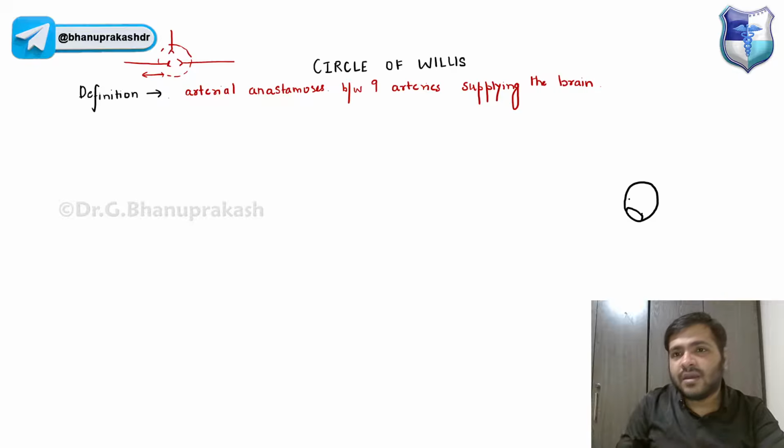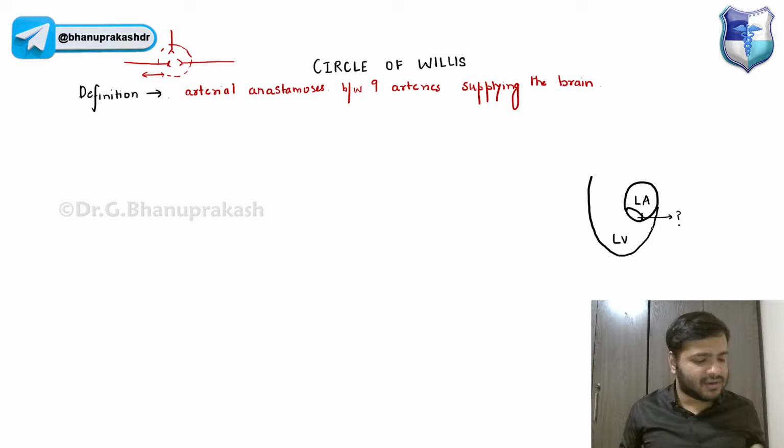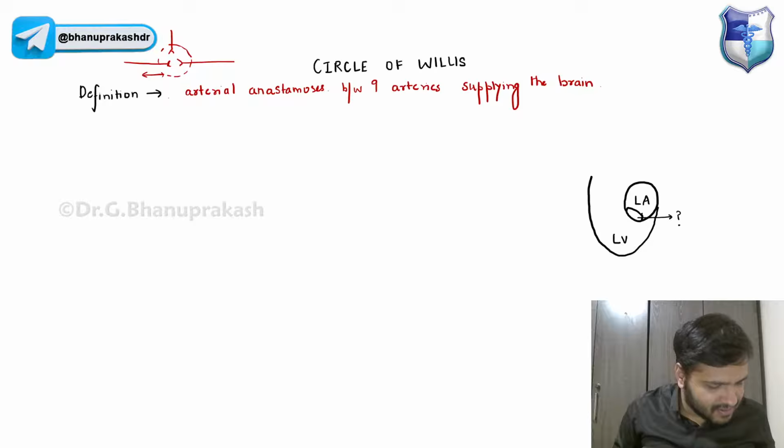Now, you already know this is the left part of the heart. We have one chamber called the left atrium, then we have another chamber, the left ventricle. And in between, we have a valve. I would appreciate it if you tell me in the chat box.